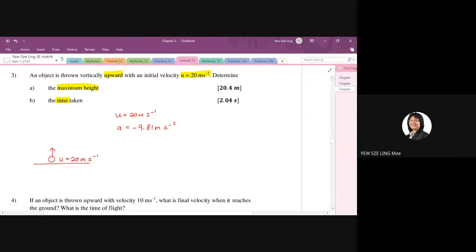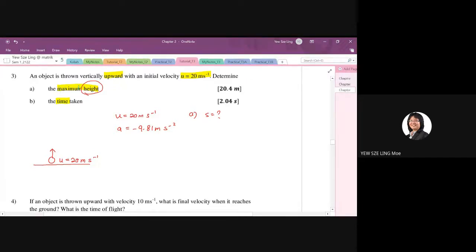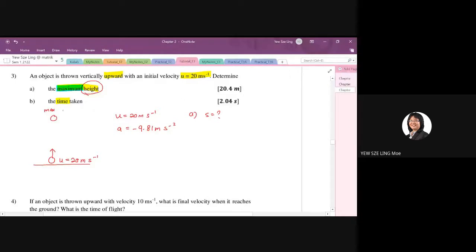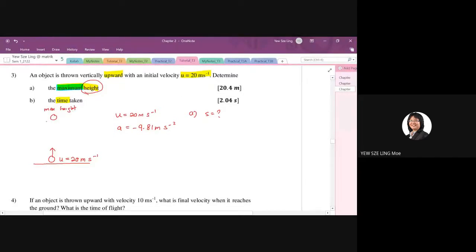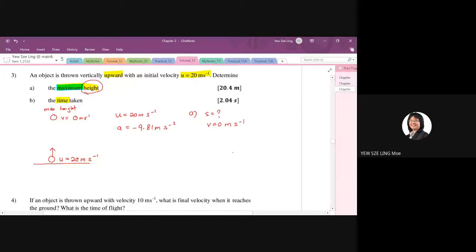It seems that we don't have enough information to solve question A, right? Because question A is asking for maximum height. It's asking for height, which is our S. S is unknown. But if you look at the question again, it mentioned what? It mentioned the term maximum. So when you have a maximum height, what happens at maximum height? If this is your max height, the object will stop for a while. So our V is actually equal to 0. Because at maximum height, the object stops, therefore V is 0.